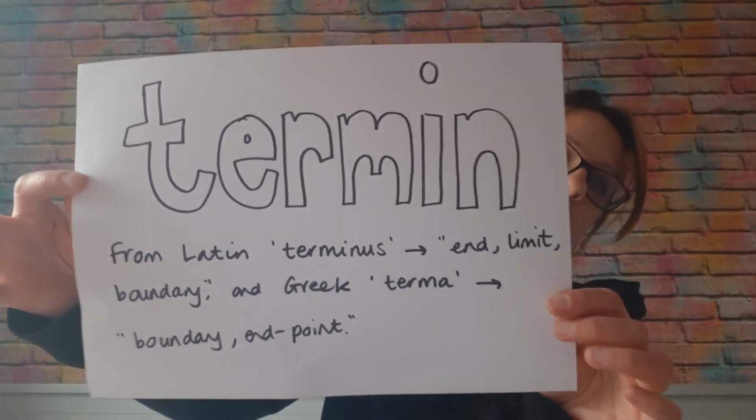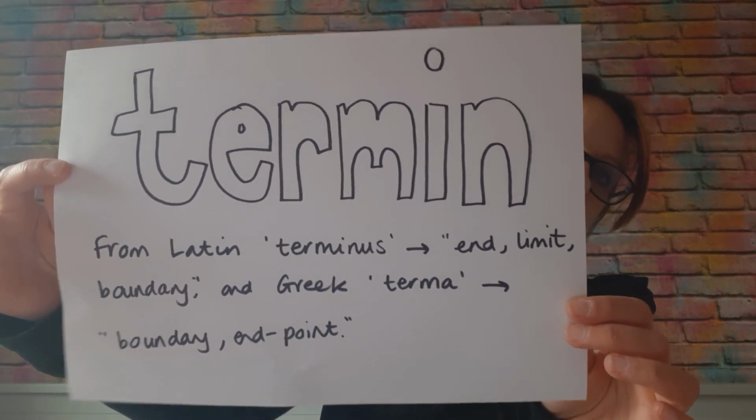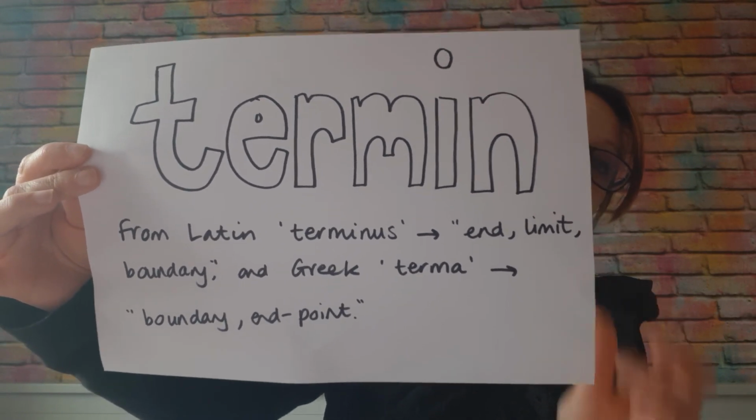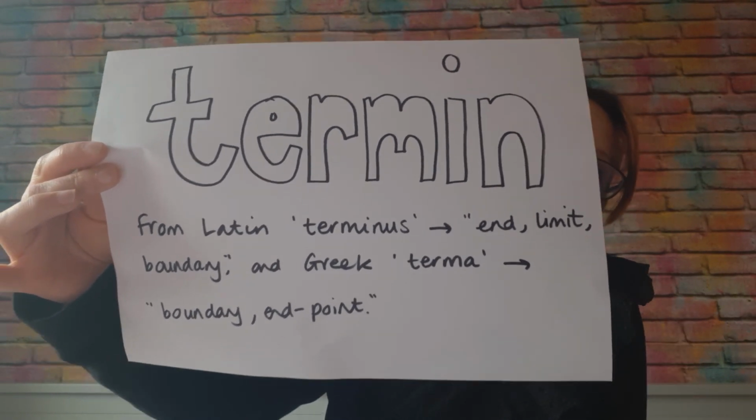So the root word that we're dealing with today, the root morpheme, this is a bound morpheme. It's not a word on its own. So it is termin, and this is from the Latin terminus, meaning the end or a limit or boundary. Also the Greek terma, meaning a boundary or an end point. So also you can think about how we have terms at school, giving a fixed end point, a boundary to the amount of time we're at school for. So that would be originally where that phrase came from, a term.